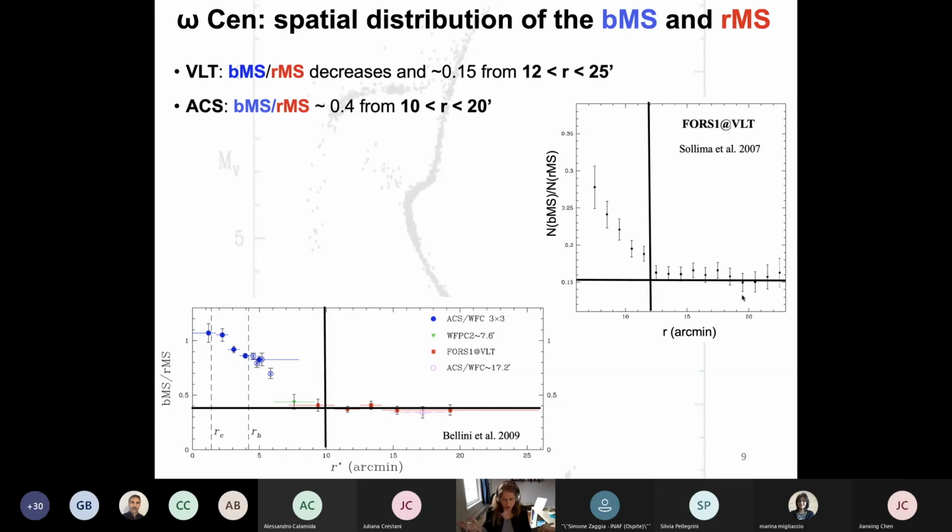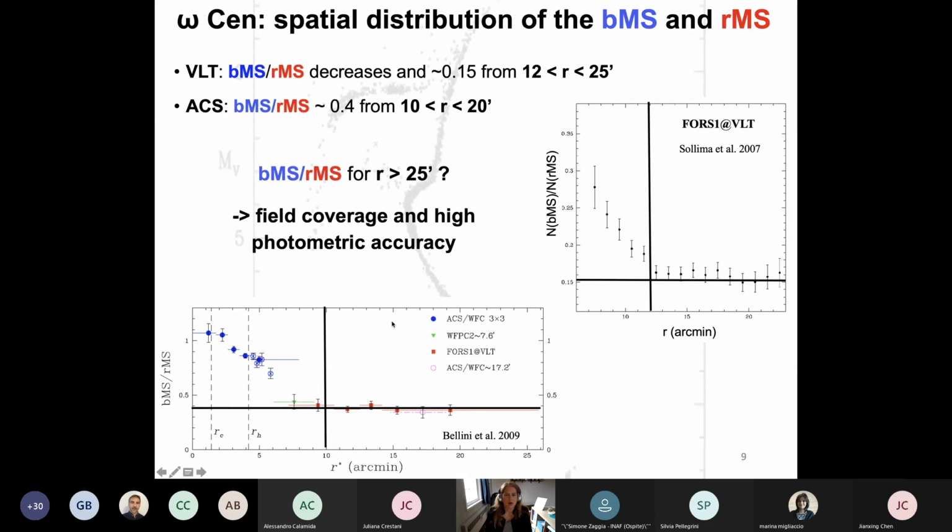However, as I said, Omega Centauri is a huge cluster, it's very extended. And from the literature, we know that the tidal or truncation radius is about 1 degree. So we know nothing about what happens from 25 arc minutes to 1 degree. And to investigate this area, we need wide field coverage. So Hubble cannot do it, because Hubble has a field of view of 3 by 3 arc minutes. So you cannot get a 1 degree field. And then you also need high photometric accuracy, equivalent to or a little bit less than Hubble.